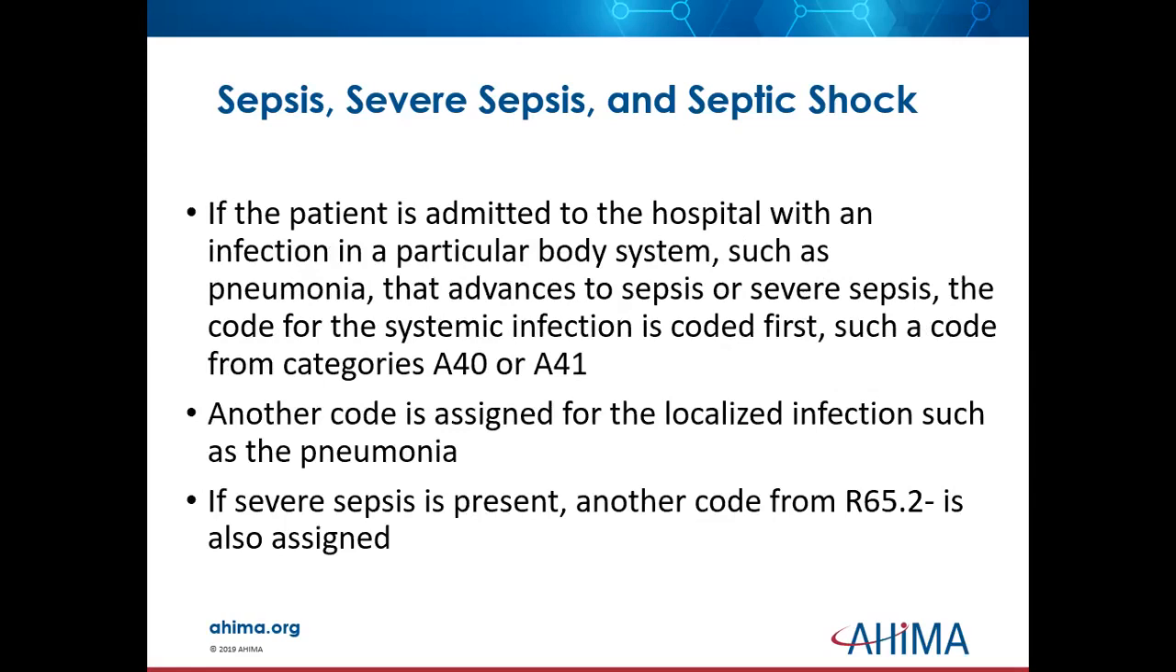If a patient's admitted to the hospital with an infection in a particular body system, such as pneumonia, and then it escalates to sepsis or severe sepsis, the code for that systemic infection is coded first. This could be an A40 or A41. Then we would assign the code for the localized infection, in other words, the pneumonia. And then if severe sepsis is present, we would use one of the R65.2 codes.